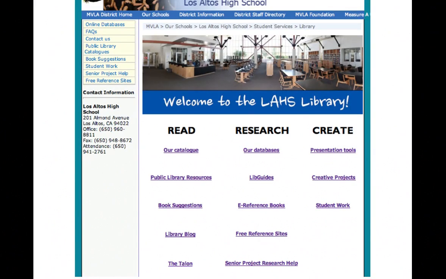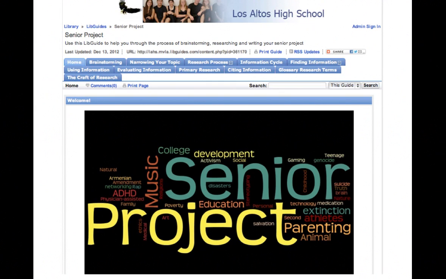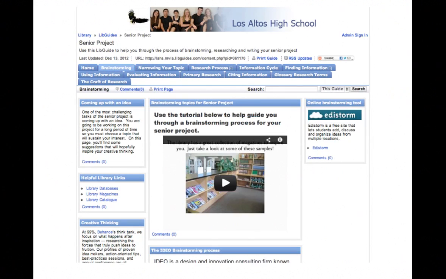We also have a lot of resources on our website. If you go to the Los Altos Library website and click on LibGuides, and then click on Senior Project, we have a LibGuide Senior Project that breaks down the project into the various stages. These stages you'll see in the tabs at the very top. So you may want to check out our brainstorming page. It has tutorials to help you generate ideas, as well as links to our databases, magazines, and catalog to find topics of interest for you.